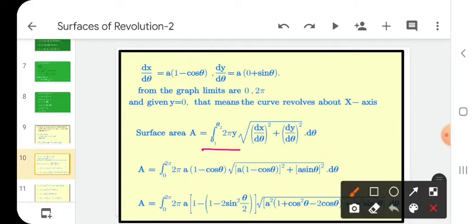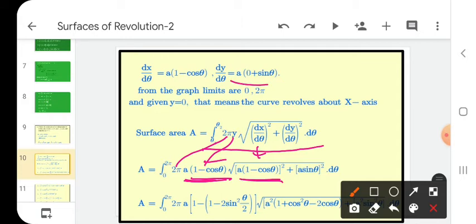This is the formula on the x-axis in parametric form. On the x-axis, what do we write here? 2 pi f of x. f of x means y. From the given data, what is y? a into 1 minus cos theta. So I write 2 pi, a into 1 minus cos theta. And what is dx by d theta? a into 1 minus cos theta whole square. dy by d theta is a sin theta whole square.